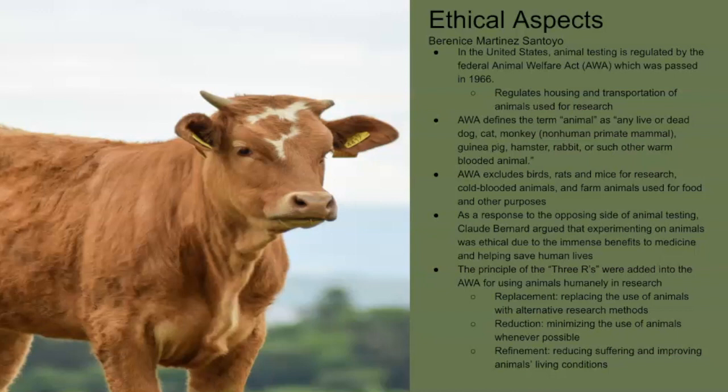Ethical aspects. In the United States, animal testing is regulated by the Federal Animal Welfare Act, which was passed in 1966, and it regulates the housing and transportation of animals used for research. The Animal Welfare Act defines the term animal as any live or dead dog, cat, monkey, guinea pig, hamster, rabbit, or such other warm-blooded animal.